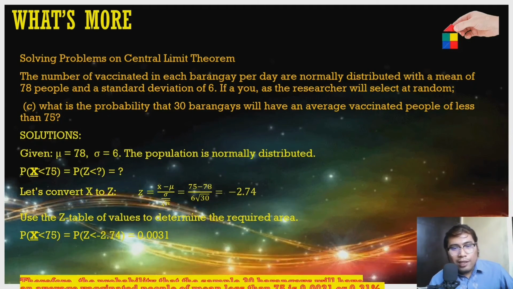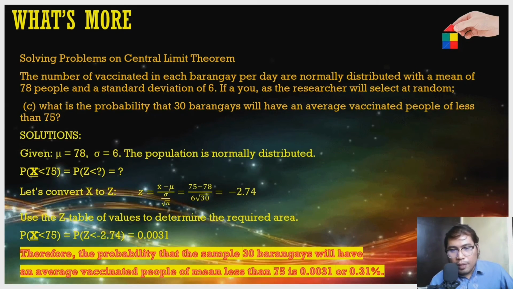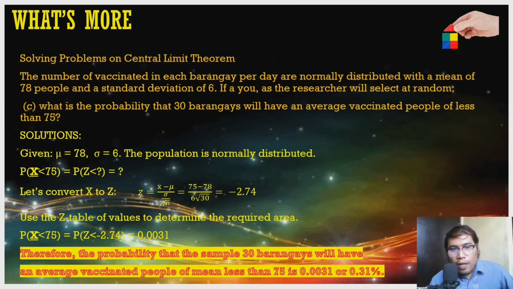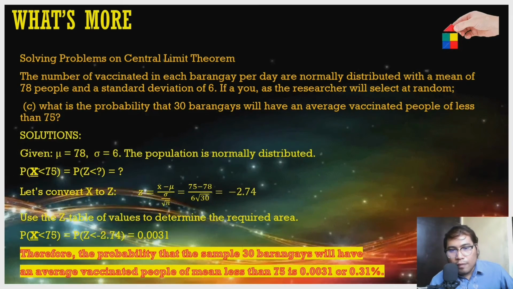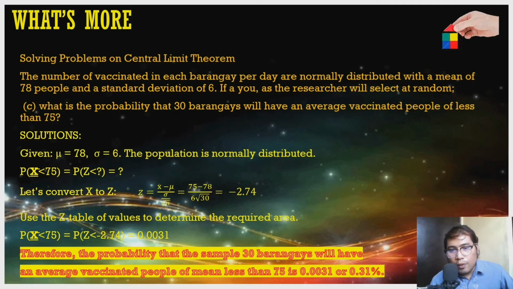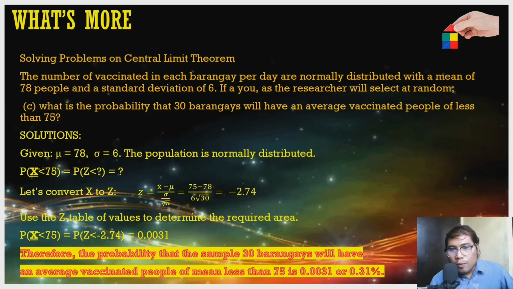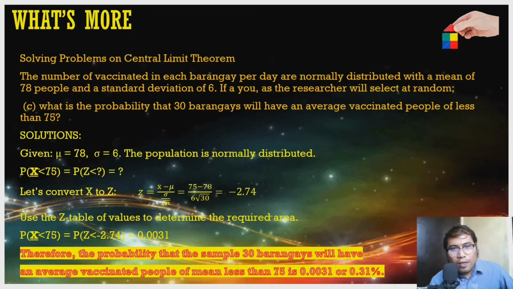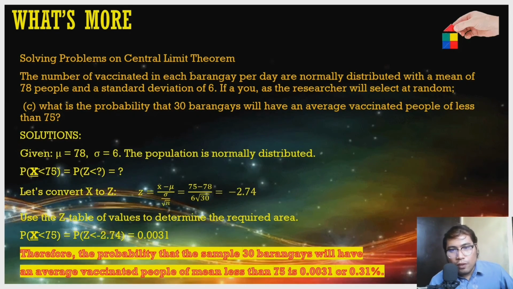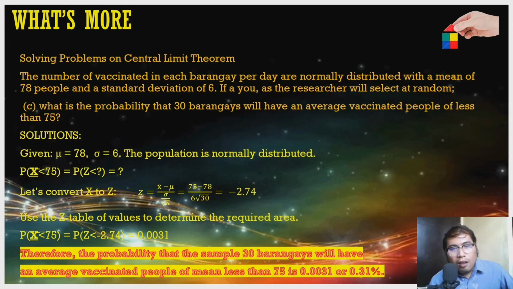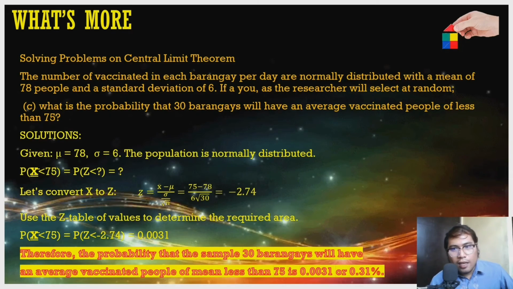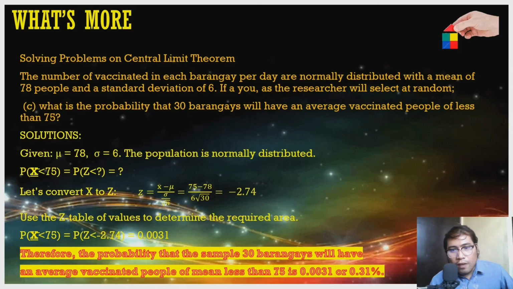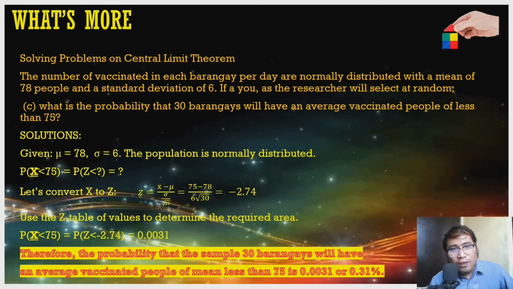So using this area, we can therefore conclude that the probability of sampling 30 families in the barangays that have an average number of vaccinated people with a mean less than 75 is 0.0031 or 0.31%. So the probability is very small. We can say that out of those 30 barangays, most of them have a probability of getting less than 75 of 0.31, which is very, very low.